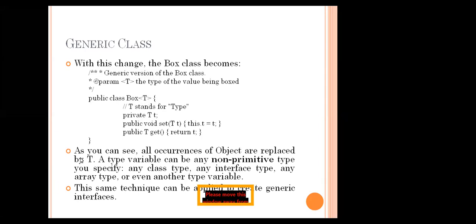So as you can see, all occurrences of Object are replaced by T. A type variable can be any non-primitive type you specify. What is this non-primitive? Where have you come across this word non-primitive? Data type, anyone?